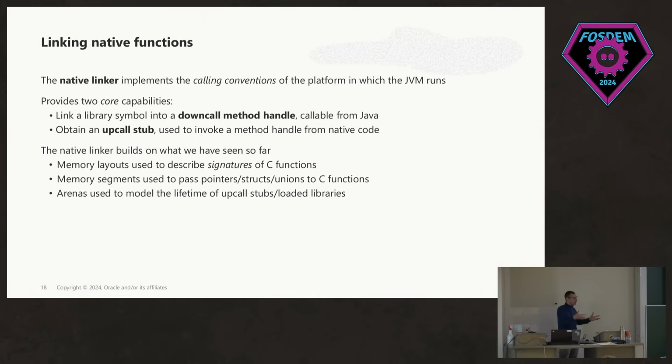So we want to be able to describe a C function from Java so that we can then call it directly. It all builds on the abstractions that we've seen so far. We use layouts to describe the signature of C functions. We use memory segments to pass addresses or structs, and we use arenas to model the life cycles of calls and also the life cycles of loaded libraries.